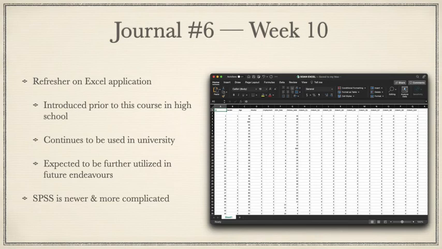This week's material revisited the application Excel. It was a good refresher for me as I recall being introduced to Excel in grade 9 business class. This app has continued to be used throughout my high school and university career, and I also see it being utilized further in my future courses in research, for example. As I have more prior knowledge of Excel, I feel more comfortable using it compared to SPSS. SPSS is also very handy, but is more confusing and new.